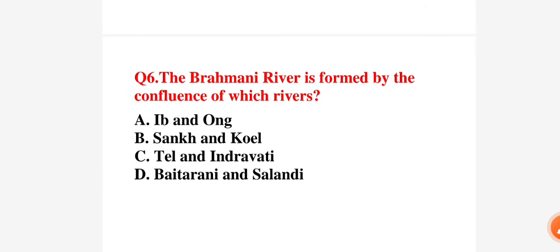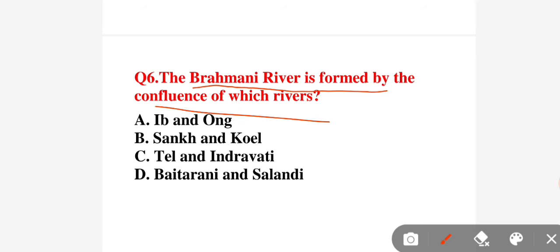The Brahmani river is formed by the confluence of which rivers? Option A Ib and Om, option B Sankh and Koel, option C Tel and Indravati, option D Baitarani and Salandi. So what will be the right answer here? Very important question about Brahmani river because this type of questions will definitely come in the examination. So please don't neglect. The right answer is Sankh and Koel.